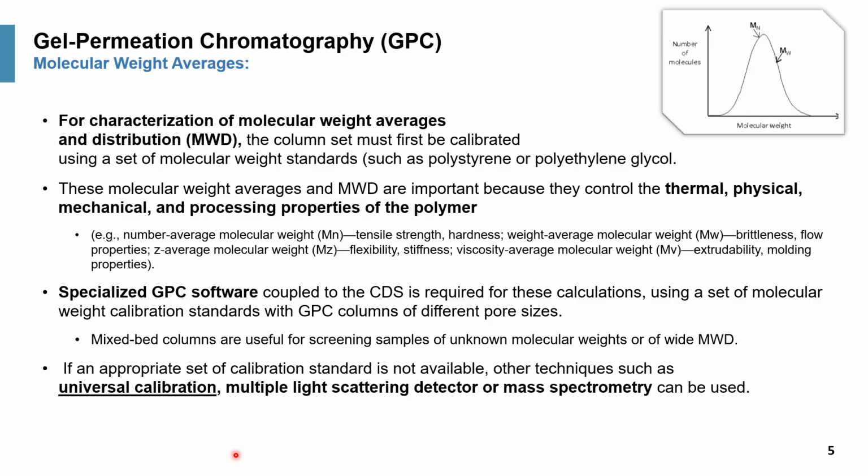In order to get a good molecular weight characterization, one needs to calibrate the column set with a set of calibration standards which is appropriate for the sample size. Unfortunately, some of these standards are not readily available, with the exception of polystyrenes, which are a very standard set of calibration standards. In those cases, one may use a universal calibration or other techniques such as a multiple light scattering detector or mass spectrometry. Some of the case study on universal calibration will be mentioned later.